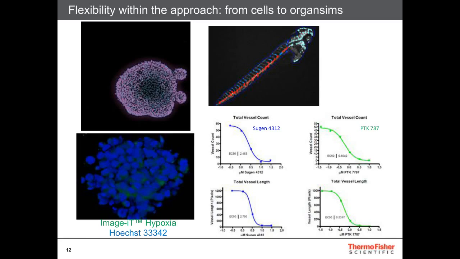So we're able to apply high-content imaging and analysis not just from cells through to spheroids, to tissue, and into model organisms. We have data on other model organisms as well, things like C. elegans and the like.